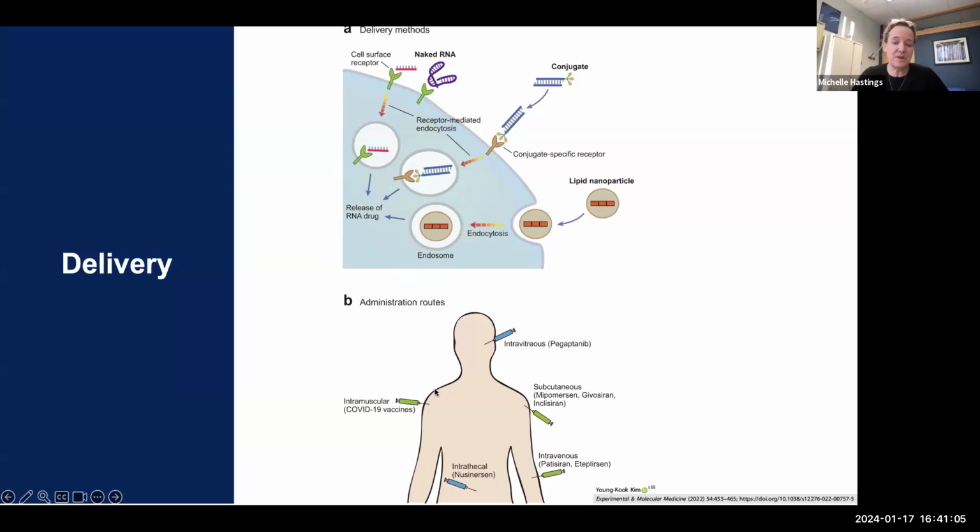And then the administration routes today. These are some of the administration routes for the approved drugs: sub-Q, intravenous, intramuscular, intravitreous, and intrathecal for the CNS. So far, none of the oligos can pass the blood-brain barrier, so the ones for the central nervous system are delivered through an intrathecal or lumbar puncture.